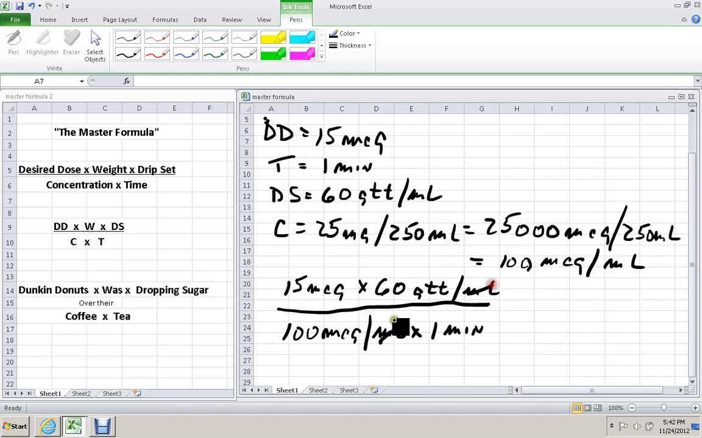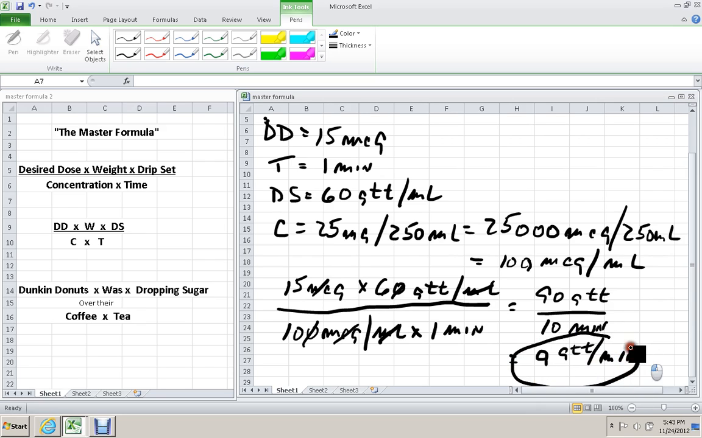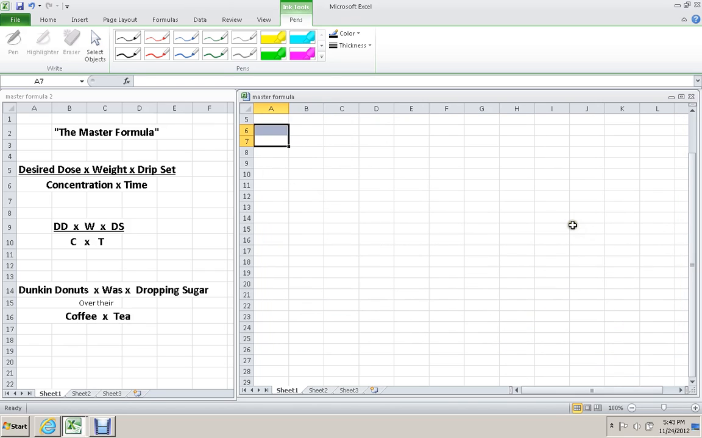Some things cross off. Micrograms. I can cross off a 10 here. I have 6 times 15 is 90 drops over 10 minutes, which is equal to 9 drops per minute. 9 is the answer in that one. All right. Next question.